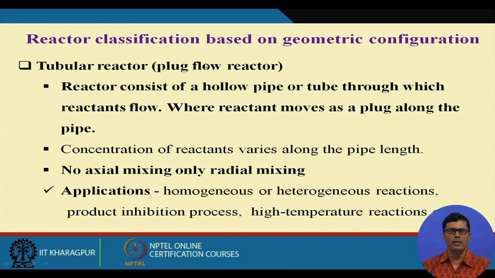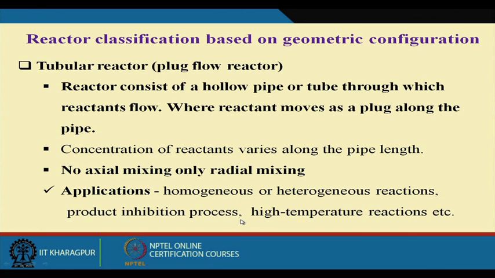Now in the case of a plug flow reactor, there is no axial mixing across the reactor, but there might be radial mixing. Now this is applied for homogeneous and heterogeneous reactions and product inhibition processes. This is very important, and in most biological processes, we know that product formation takes place, particularly in the case of acid production processes.